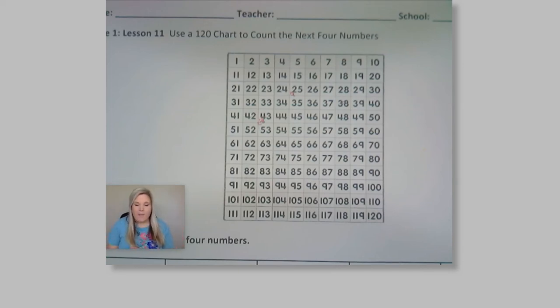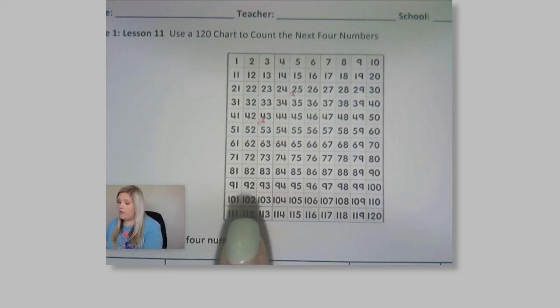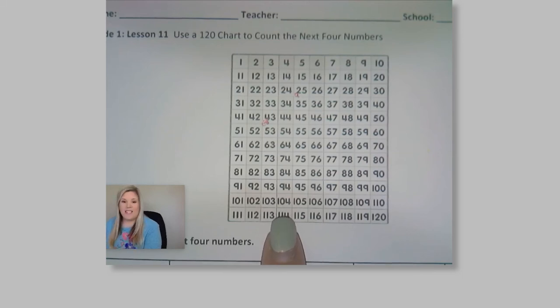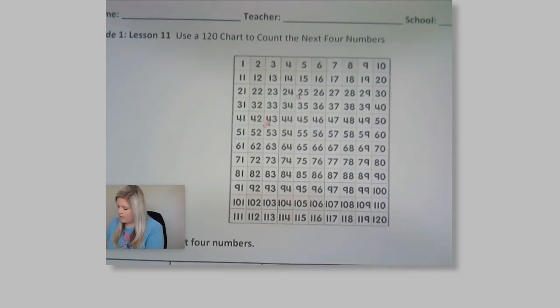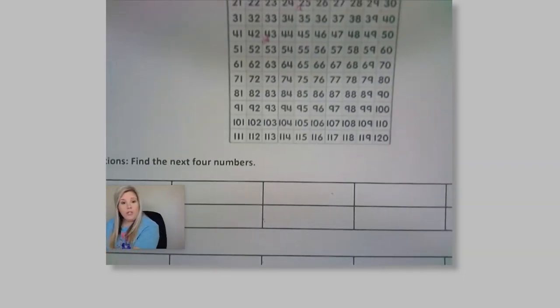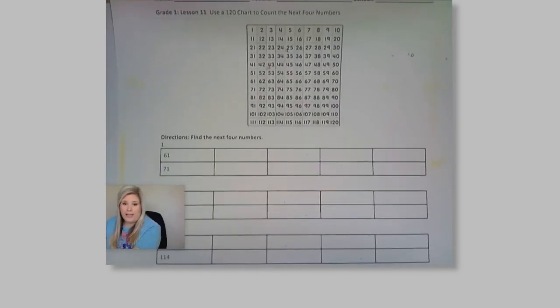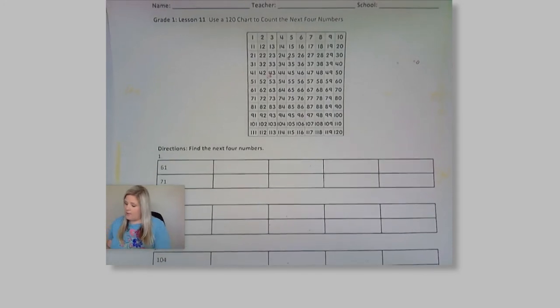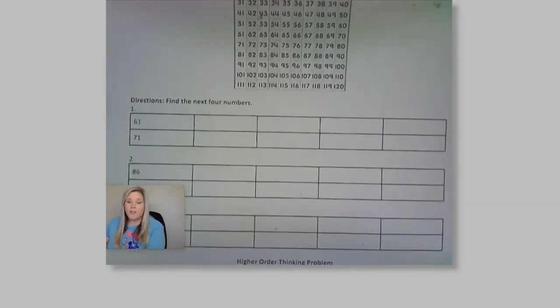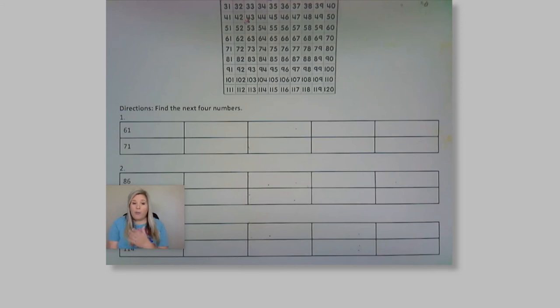So to get you started, I'm going to read the problems out loud. It says to use a 120 chart to count and find the next four numbers. If you don't have a way to print this at home and you still want to complete it, you know how to draw those smaller charts. So you can do that. We also had a couple of more charts that you could use that we didn't use in today's lesson to help you solve some of these. And you can add on more to that paper too.